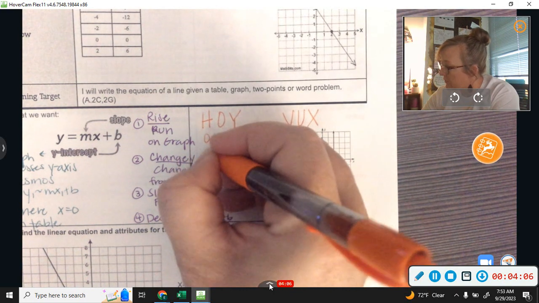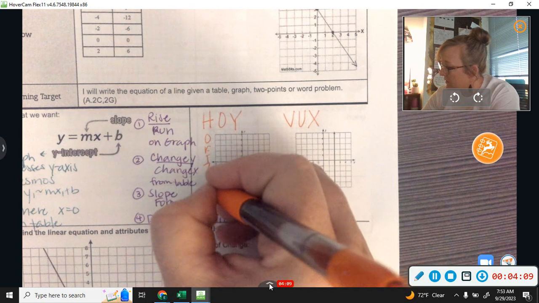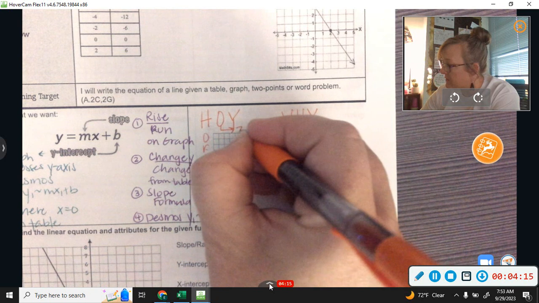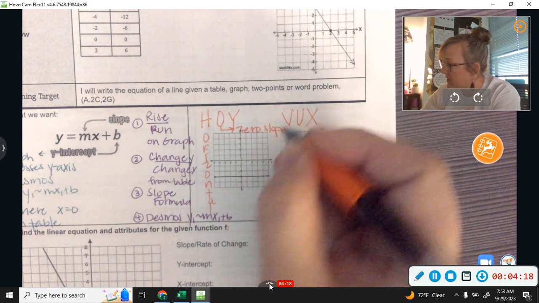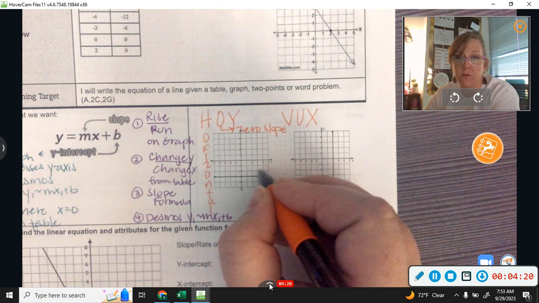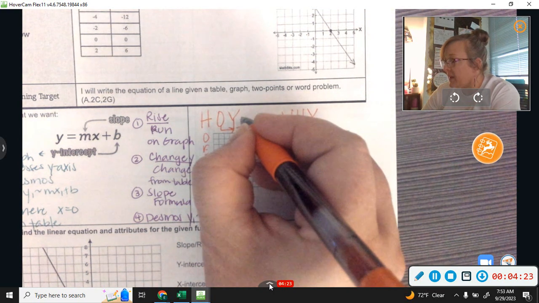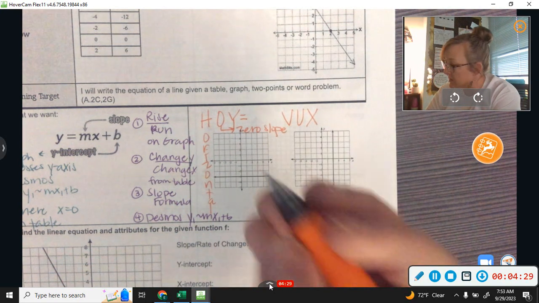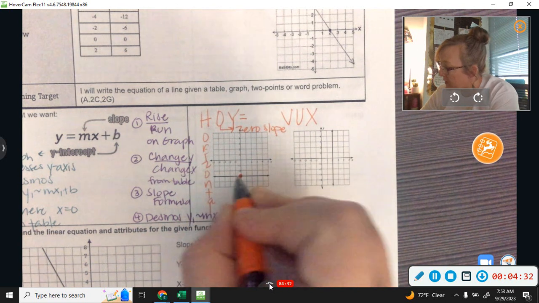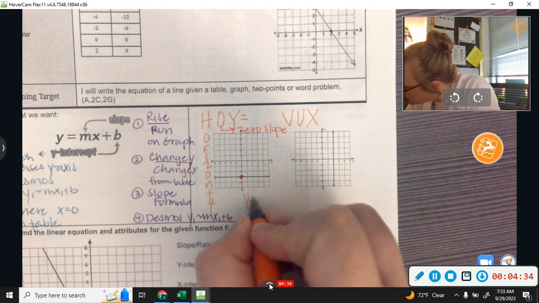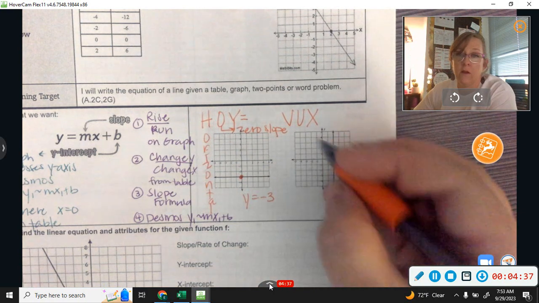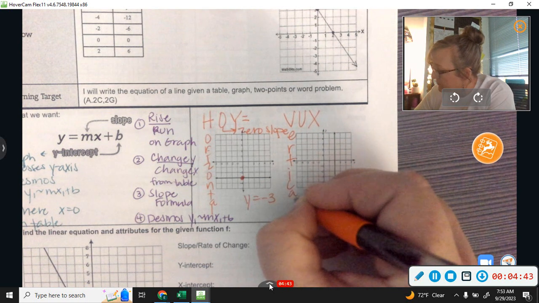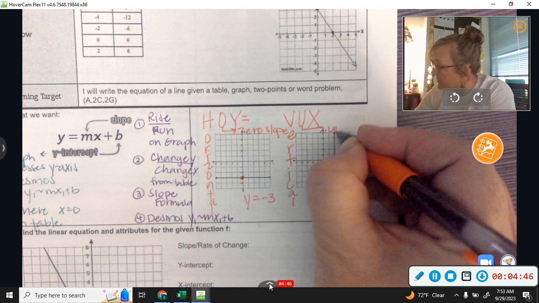H in HOY is for horizontal, because it's a horizontal line, right? The O stands for the zero slope, because it's not rising or running, the slope is just 0. But what we've spent less time on is that the equation is just y equals whatever the y-intercept is. So if I look at this graph, the y-intercept is right here at -3, so my equation would be y equals -3. Okay. For the VUCKS, V stands for vertical. U stands for undefined slope.